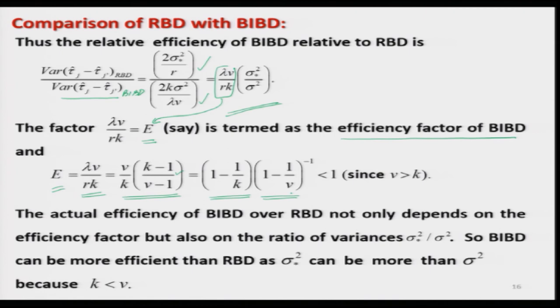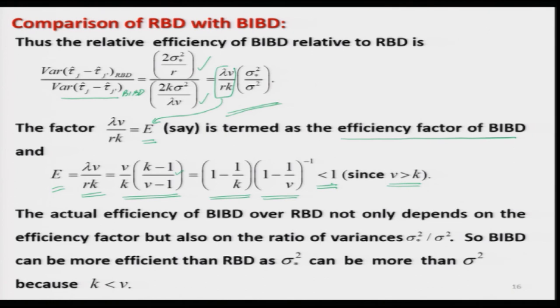And since we are assuming in the case of BIBD that V is greater than K, because obviously the total number of treatments are going to be greater than the total number of plots in the block, otherwise that will be a different type of situation, where you are considering the setup of a complete block design, where the total number of treatments are smaller than the total number of plots. So, in this case, this term comes out to be smaller than 1. So, this indicates that this efficiency factor here is less than 1.